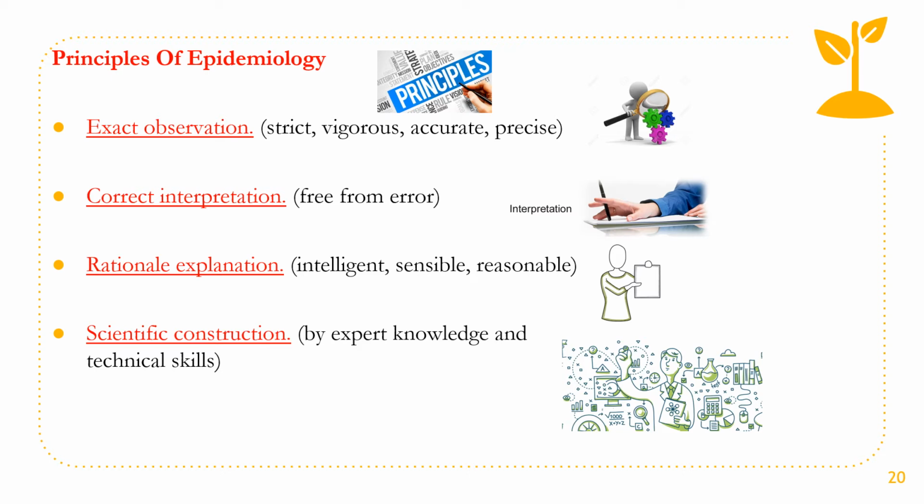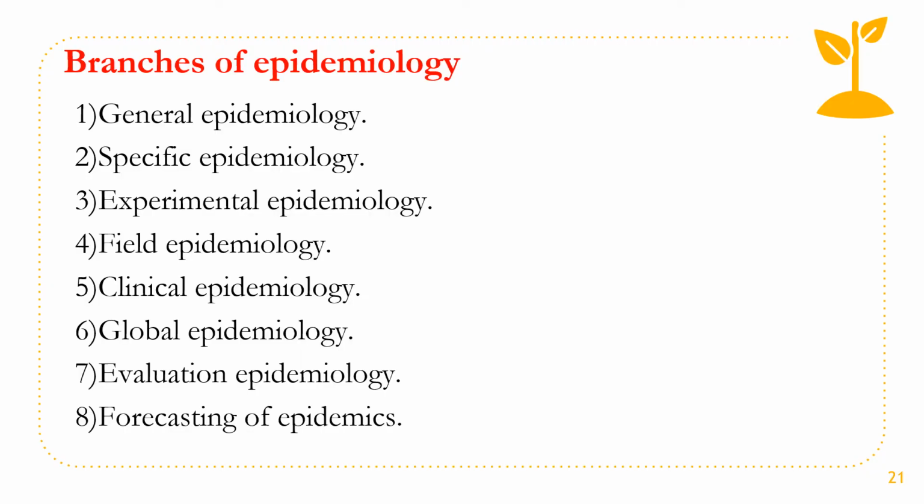Then scientific construction by expert knowledge and technical skill. Oh, this is the cause of this, so we have to provide this kind of treatment. So we will cure this many people in this many days, and isolation or quarantine. So like that you have to plan scientifically. Coming to the branches, there are many branches: general, specific, experimental, field, clinical, global, evaluating, forecasting. All of these things will come under epidemiology only.